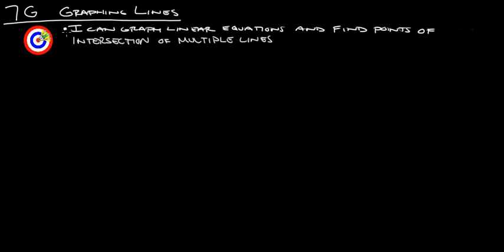I'm going to take you through the 7G notes on graphing lines. At the end of this, you should be able to say I can graph linear equations and find points of intersection of multiple lines. All right?